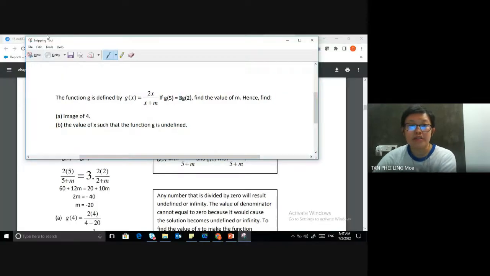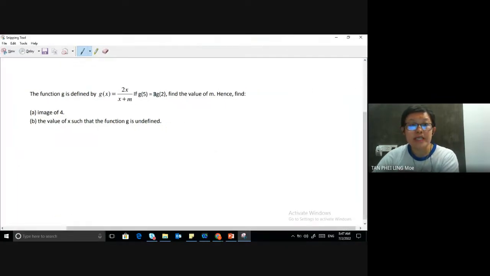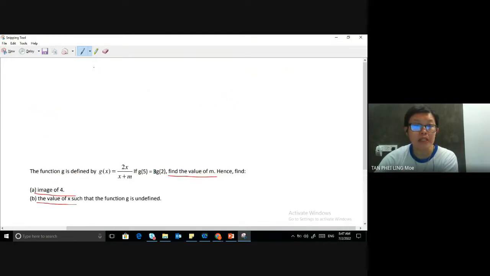All right. So first thing, find the value of m. So always do like this, underline the question, because a lot of you will forget to answer the question. Find the value of m first, then only the image of 4 and the value of x when it is undefined. Okay, so let us start to solve the question now. I'll go here by finding m first.